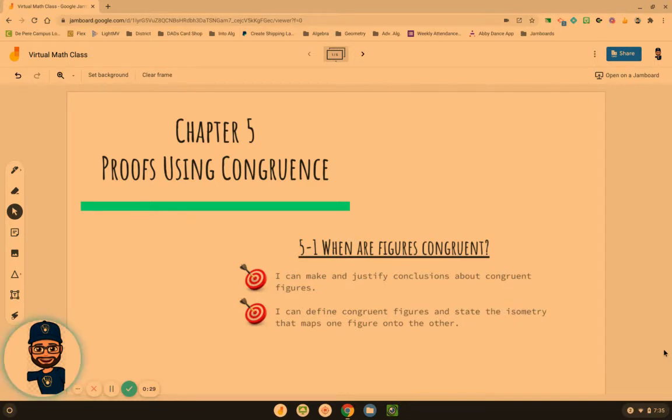So section 1 today is titled, When Are Figures Congruent? In your targets, what we should be able to do: you can make and justify conclusions about congruent figures, and you can define congruent figures and state their isometry that maps one figure onto the other. Sounds crazy, but we've already done the isometry part.